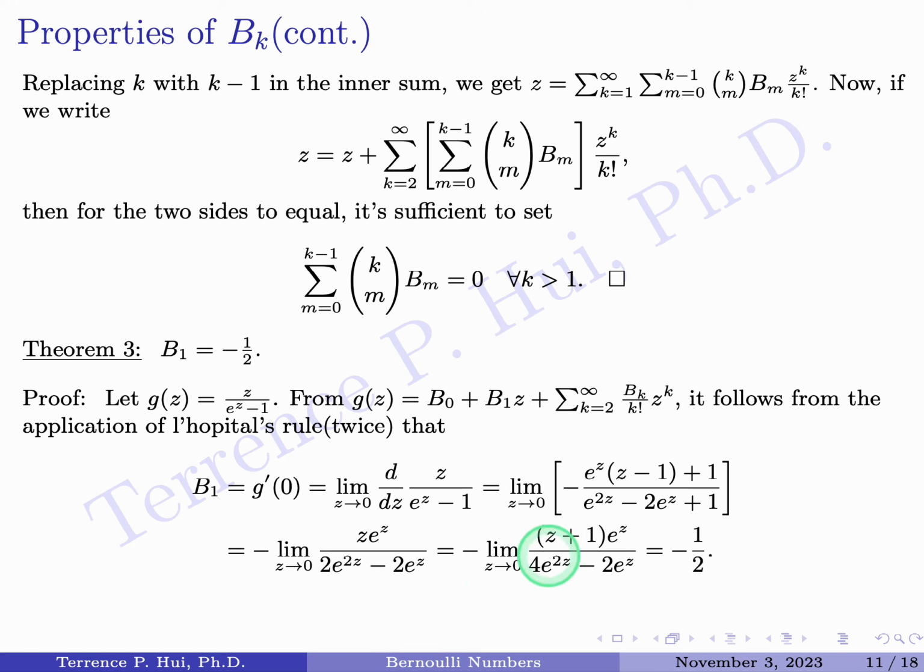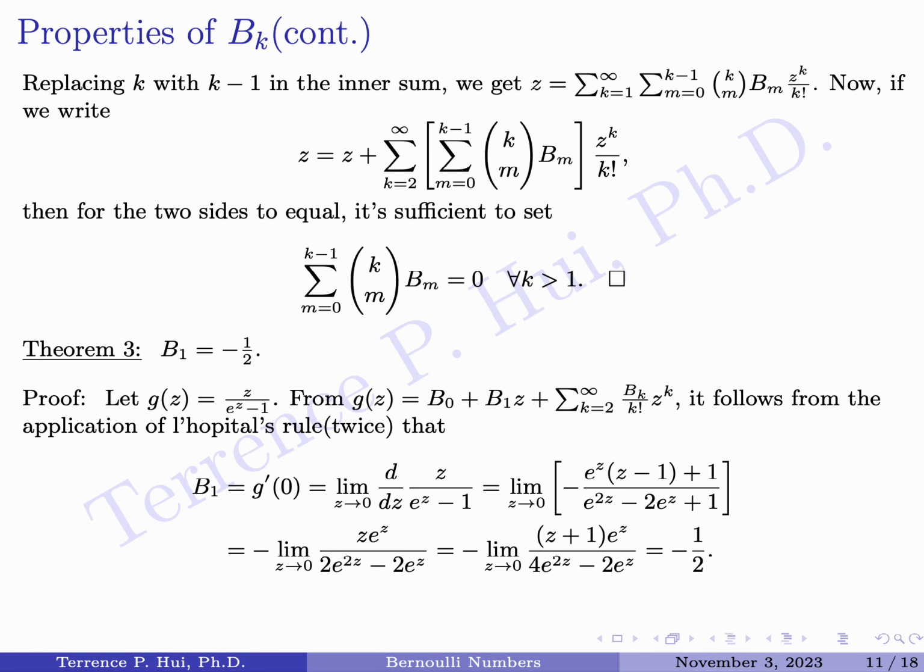You do it again, what do you get now? You differentiate the top, you get z plus 1 times e to the z. Differentiate the bottom, you're going to get 4e to the 2z minus 2e to the z. Can I now plug in 0? Yes, because now if I plug in 0 here, the top is just going to get 1. The bottom is going to get 4 minus 2, or 2. So don't forget the negative, so there's negative a half. So there you go. That proves that b sub 1 is actually negative a half.